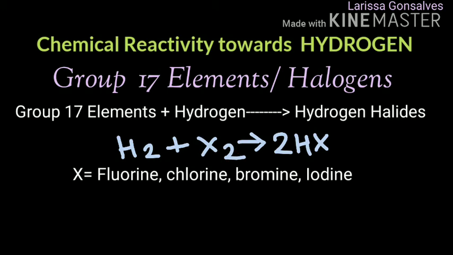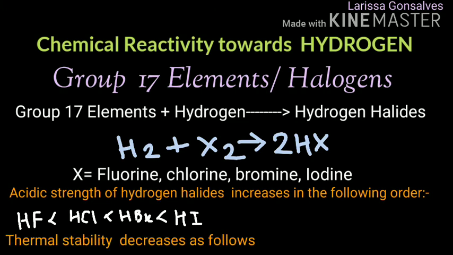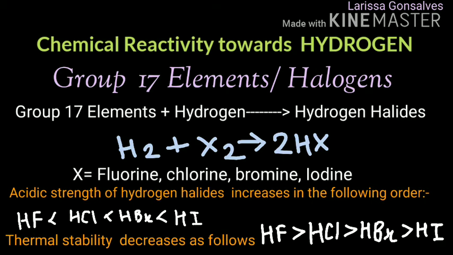The acidic strength of hydrogen halides increases in the following order. Thermal stability of hydrogen halides decreases in the following order, and this is due to the decrease in the bond dissociation enthalpy of the H-X bond as we move down the group.